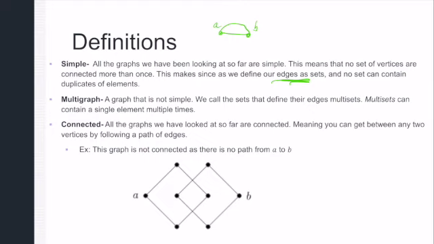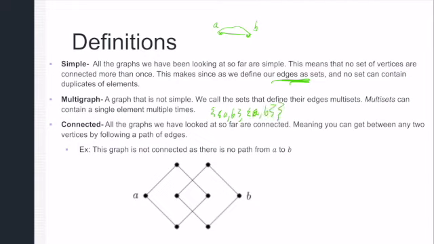A graph that's not simple is called a multigraph, right? Multisets can contain a single element multiple times, and their edges define a multiset. So this would be the graph where I have the set AB, AB. But that just doesn't feel natural because that's not what we learned in set theory. So I wasn't worried about multigraphs too much in your case.